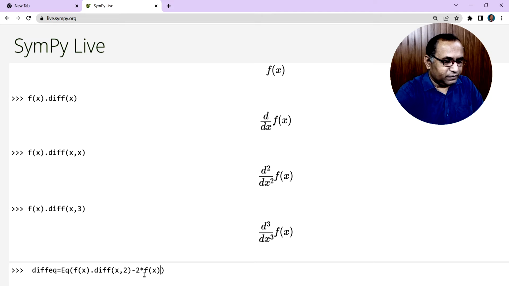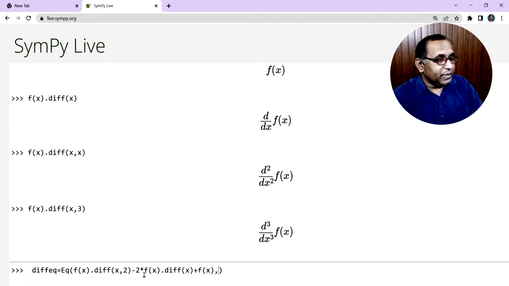And this is the first order derivative f dash x. We can present it here by using the diff function. So this will return us f dash x. Okay. Then we have plus f(x). We have plus f(x), and then comma is equal to, comma is used for the right hand side, and on the right hand side we have sin x.